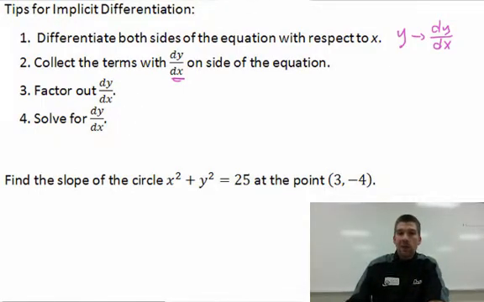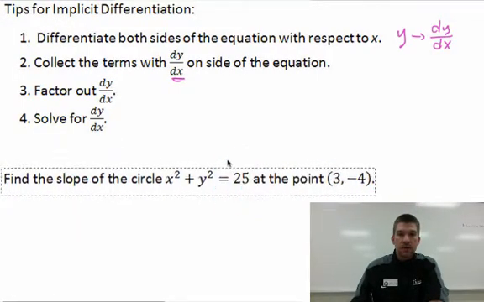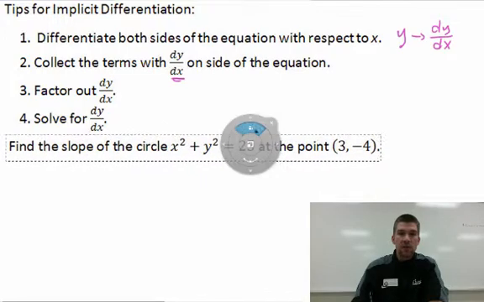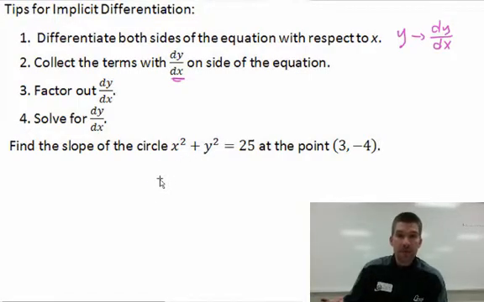So how might that look for us? Well, here we've got a question. Let me move it up just a little bit here. So we've got this question: find the slope of a circle x squared plus y squared equals 25 at the point (3, -4). If we're going to find the slope of the tangent line of the circle, then I've got to take the derivative.